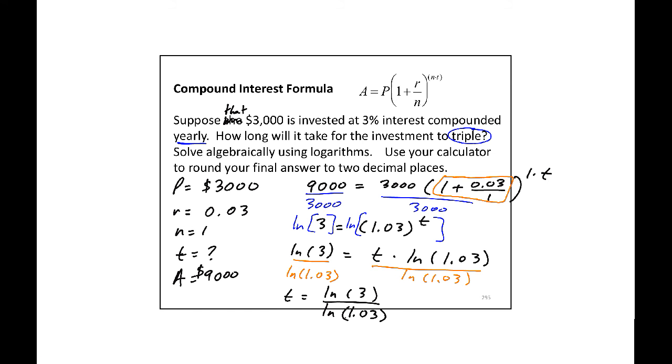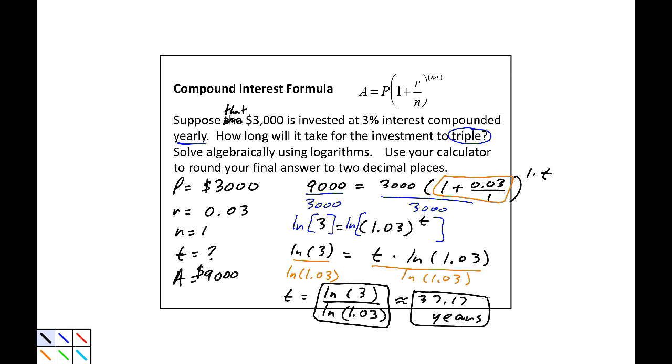Now we'll get out a calculator and determine what that is. Be careful with parentheses, and there's a reason that I write parentheses on every one of these. Natural log of 3 divided by natural log of 1.03 is approximately 37.17 years, because we're looking for time. So depending on if you want the exact value or the approximate value, one of those will work.